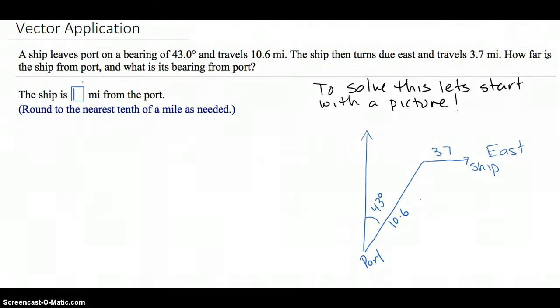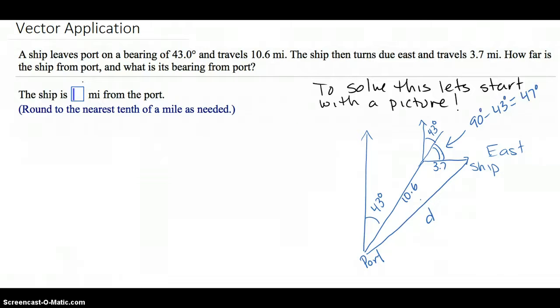How far is the ship from the port? So they want to know this distance right there. To solve this, we need one angle inside. So if I draw a vertical line, continue with this line here, I know this angle right here is 43 degrees also. So this angle right here is 90 minus 43 degrees, which is 47 degrees.